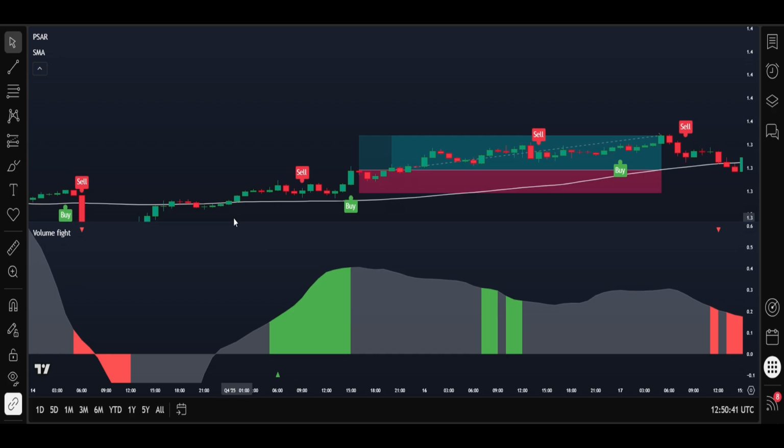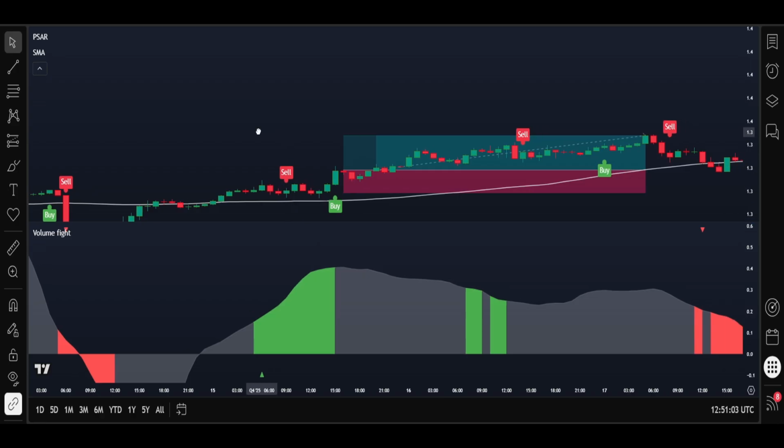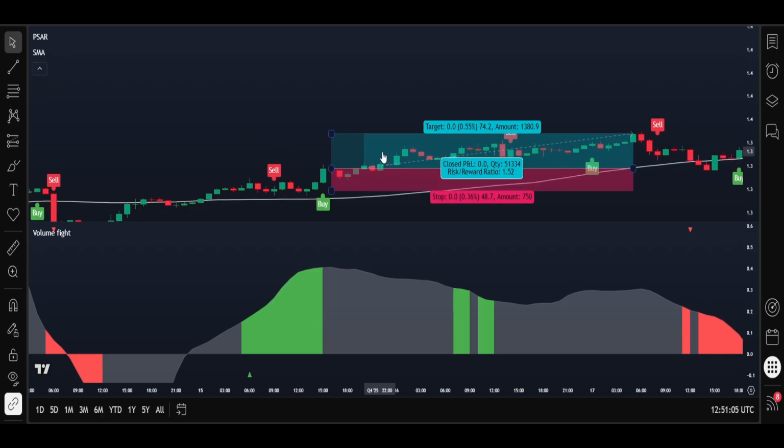Long setup checklist. 1. Trend filter. Price is above the 60 MA. 2. Volume gate. Volume fight shows green dominance and the histogram is above zero and the zone is not gray. 3. Trigger. Parabolic SAR prints a buy label on the signal candle. All three must be true at the close. If any one is missing, we do nothing.